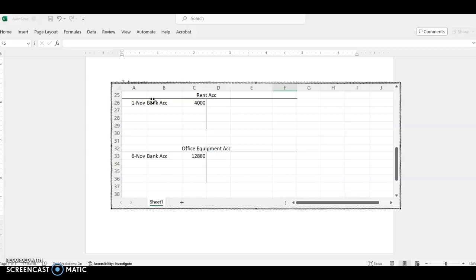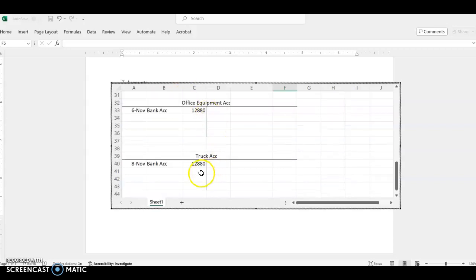Then we have the purchase of a truck. Truck account 32,000, whereby the cash is 6,500 and the balance is 26,000.